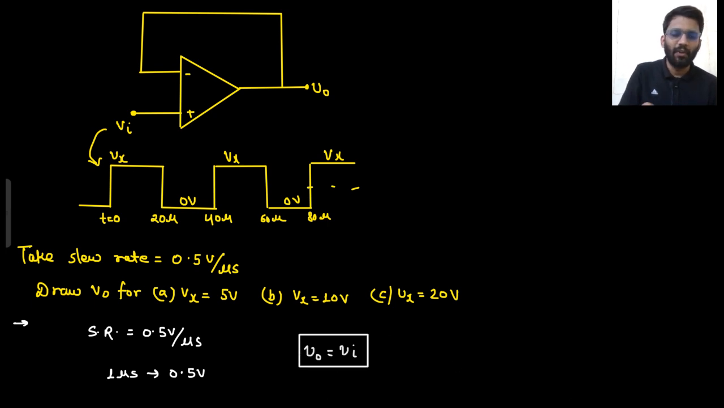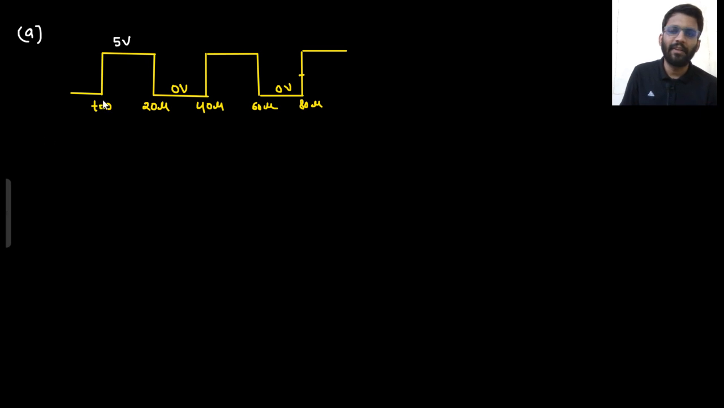V naught is equal to V in. So my output should reach 5 volt. How much time will it take for my output to reach 5 volt? It would take 10 microsecond, right?